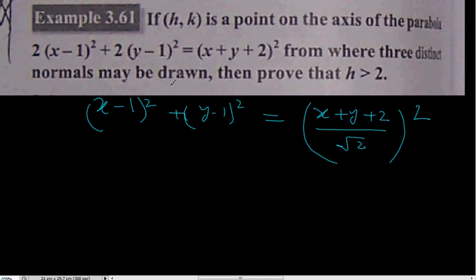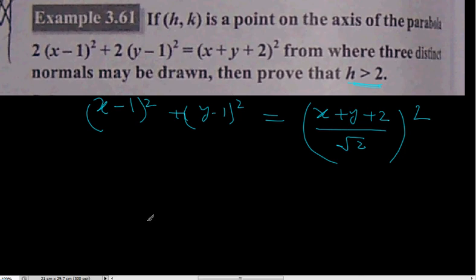It means we need to draw true normal and then prove that h is greater than 2. Okay, h is a point on the axis of the parabola. All right, no problem. Then we will find out the axis of the parabola first, and this is the general equation of the parabola.